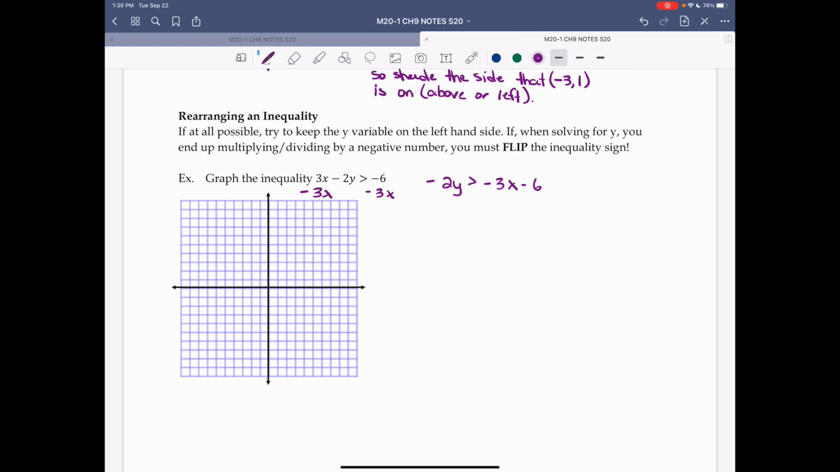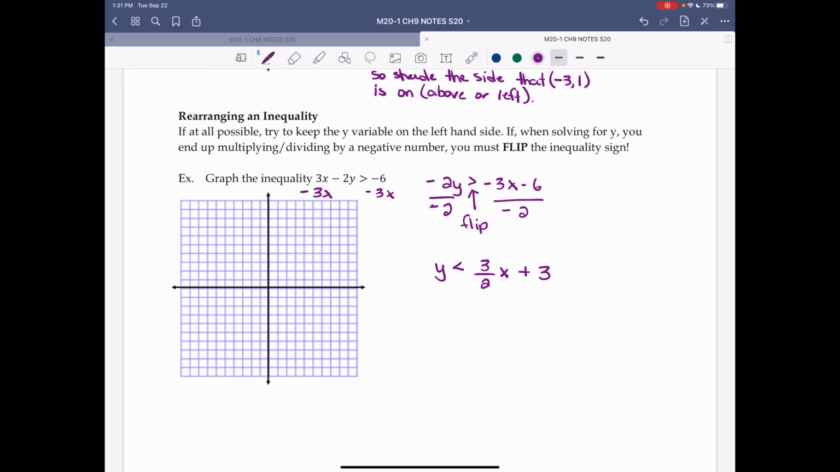Now I need to divide by -2. When I divide by a negative, that means I have to flip the sign. If I multiply by a negative, same thing. So dividing or multiplying by a negative, flip the inequality sign. So we get y is less than -3 divided by -2 is 3 over 2 x, and then -6 divided by -2 is +3.